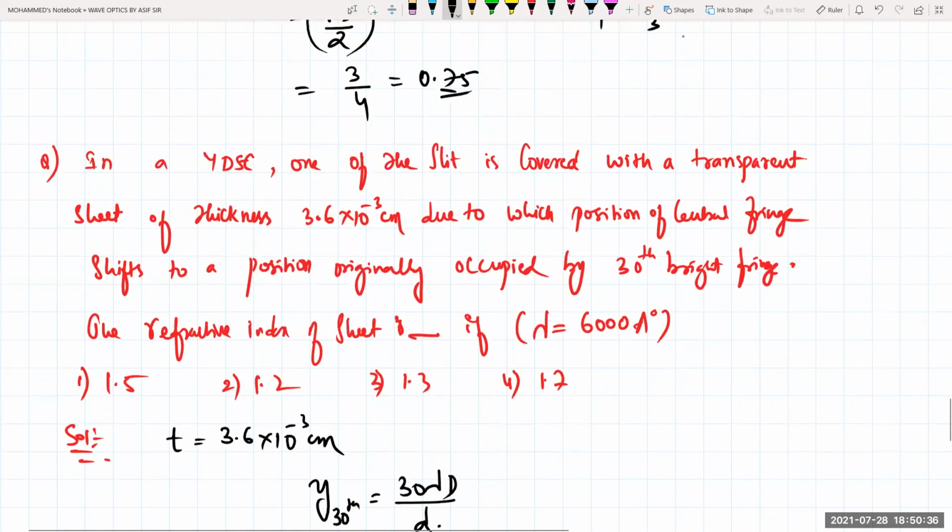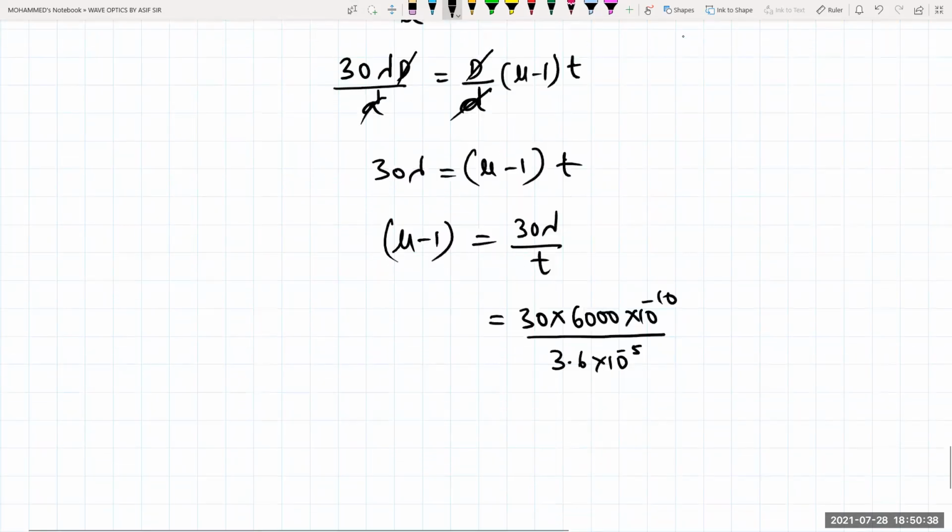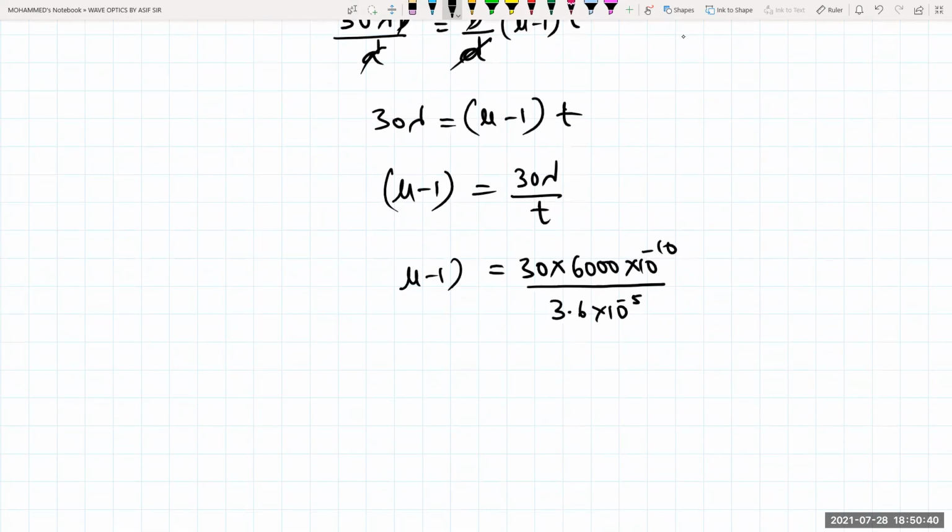We noted it in centimeters, so mu minus 1, if this goes up, it will become minus 5. How much does it come to? 6 times 6 is 36, that all goes. Now what does mu minus 1 come to?